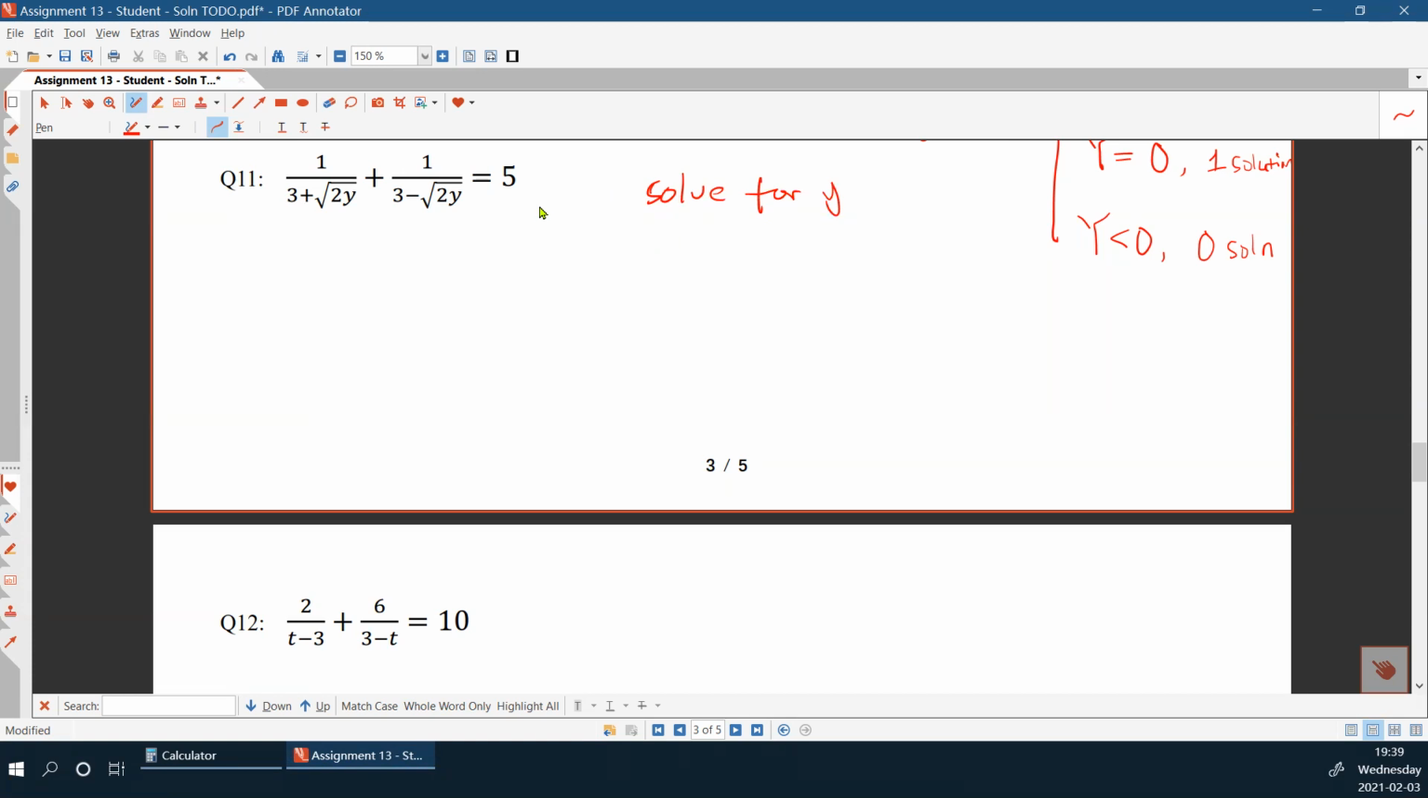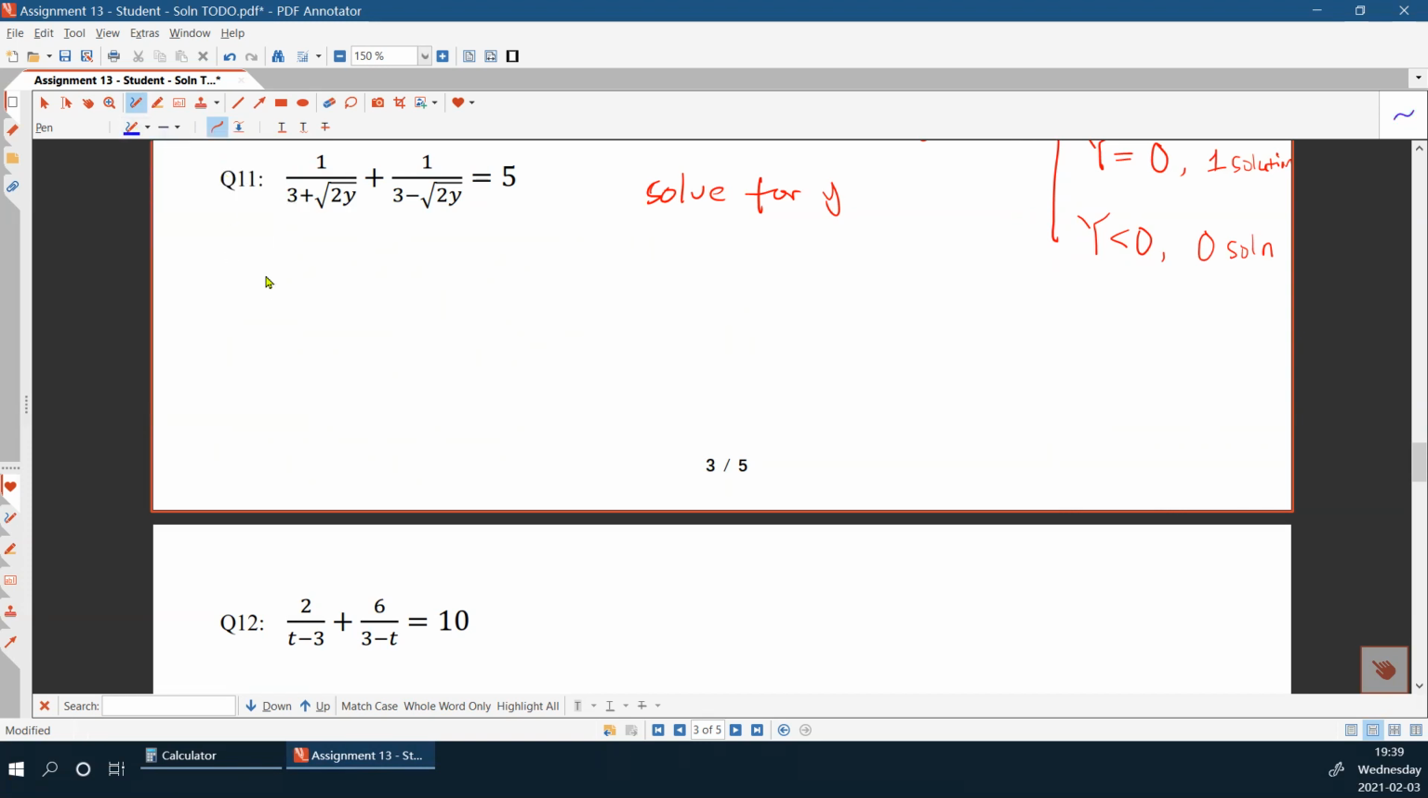So intuitively, when you want to solve for y, you should put all the terms that contain y together, right? And put all the constants to the other side of the equation. But there is nothing we can do here, right? Because you cannot merge them directly. So first of all, I think it's better to rewrite the left-hand side into a single fraction, right?